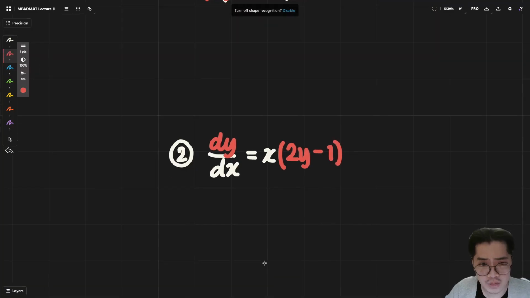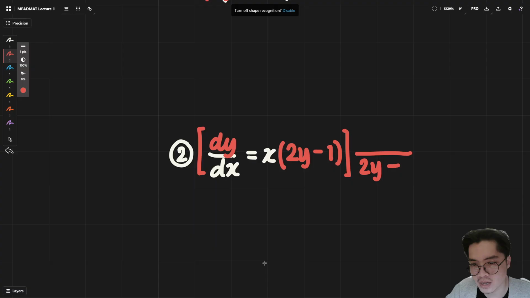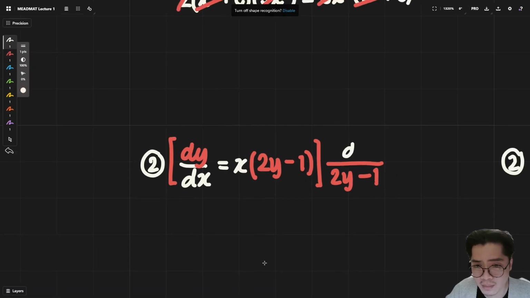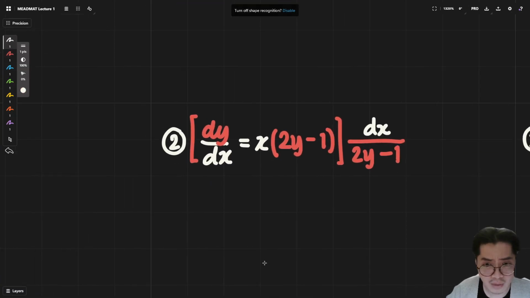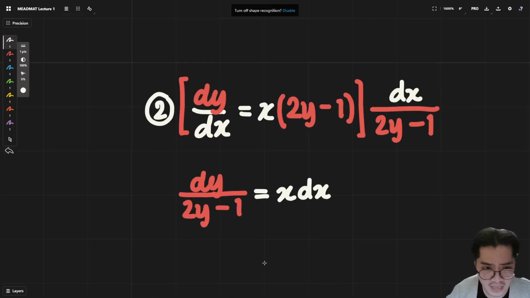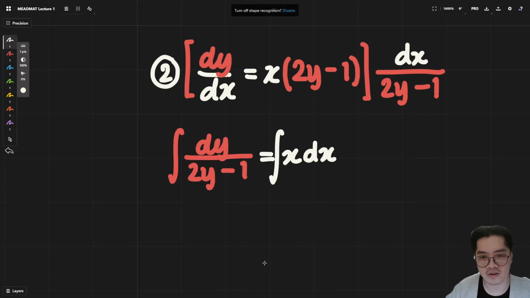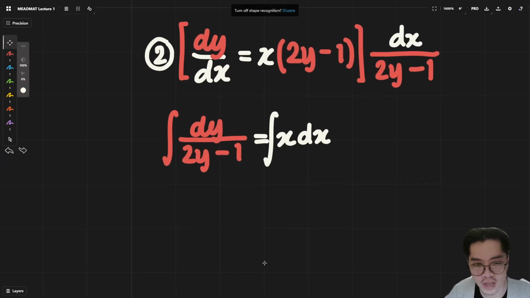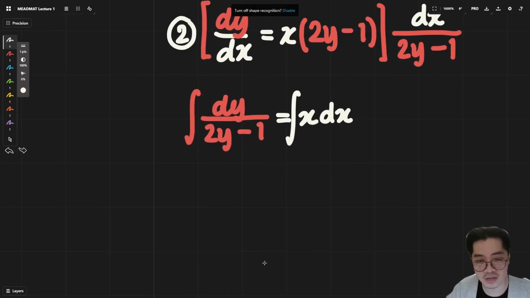So if we then divide everything by 2y minus 1, and then we multiply everything by dx, again, we arrive at much the same thing. dy all over 2y minus 1 is equal to x dx. And hopefully you guys can see what's going on. We integrate. This one, very easy to answer, right? And hopefully this one as well.